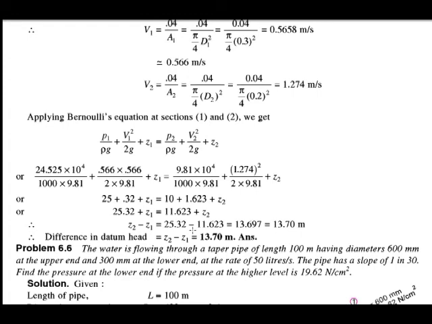25.32 minus 11.623. So the final value we get is 13.70 meter. This term Z2 minus Z1 is nothing but the difference in the datum here. So the final value of the difference in datum here is 13.70 meter.